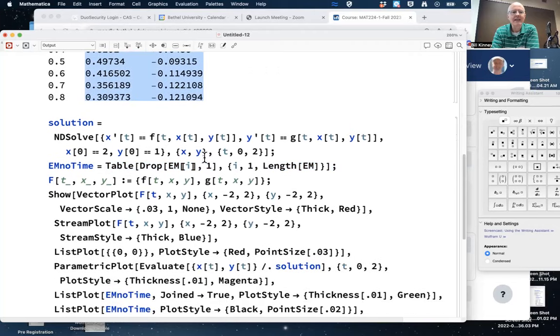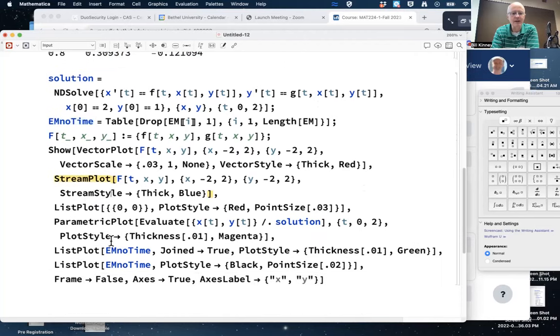And then that list, EM no time, can be plotted with ListPlot, as I'm doing down here a couple ways. This Joined -> True within this ListPlot will join the points with probably line segments. And then this is plotting the points themselves. It's not super efficient to have to do that twice, but it was a way that worked. VectorPlot, as usual, plots vector fields. StreamPlot plots the streams. ParametricPlot plots the solution curve itself.